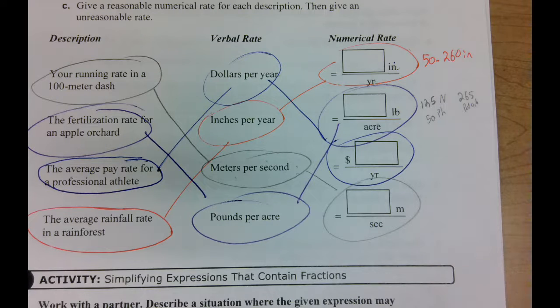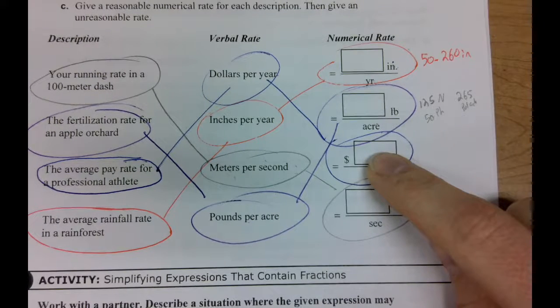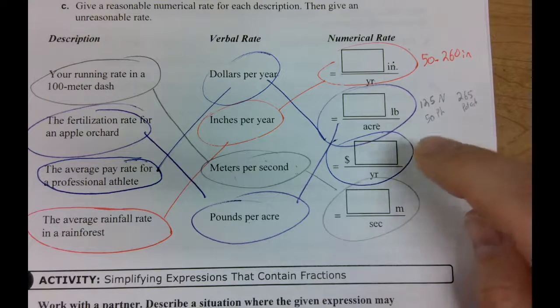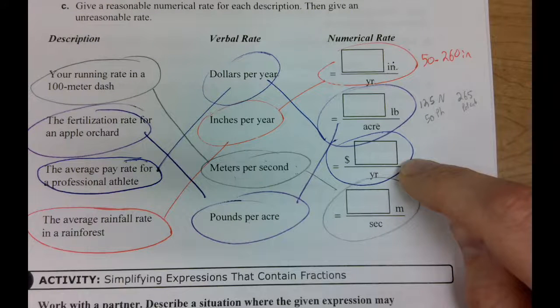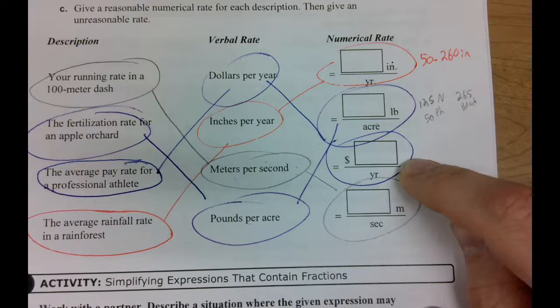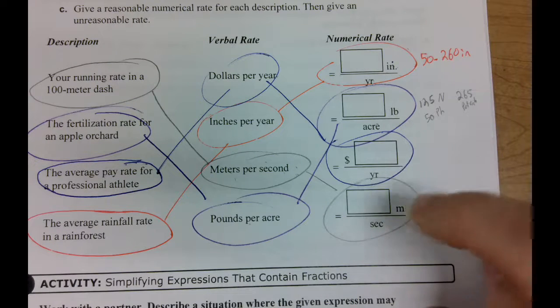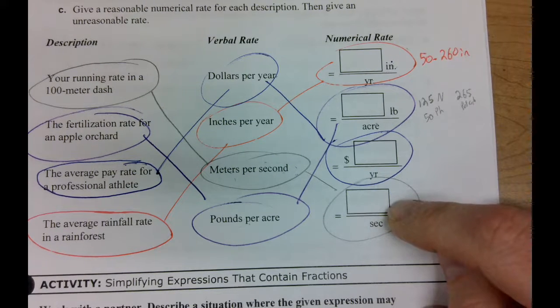That can change here, what we're looking at, as we talk about what they make per year. And of course, are you including all their bonuses, all of their merchandise, all the commercials, all their endorsements? And then down here, what do you think your running rate is?